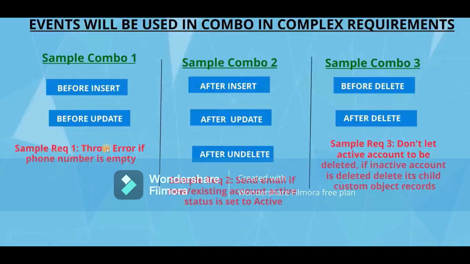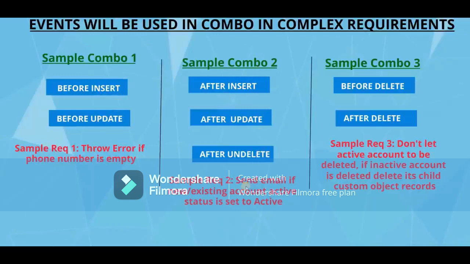Let us see that. The first requirement is to throw an error if the phone number is empty. So whenever an account or a contact is getting inserted, if the phone number is empty and you want to throw an error, you can do that in before insert and before update. You know the thumb rule, right? Whenever you want to throw an error or pre-populate a field on the same record, you need to use before events. In our case, while creating, they can give an empty phone number, or they might update the existing phone number to be empty. In both cases, we need to throw an error. That's the reason you need to select before insert and before update.